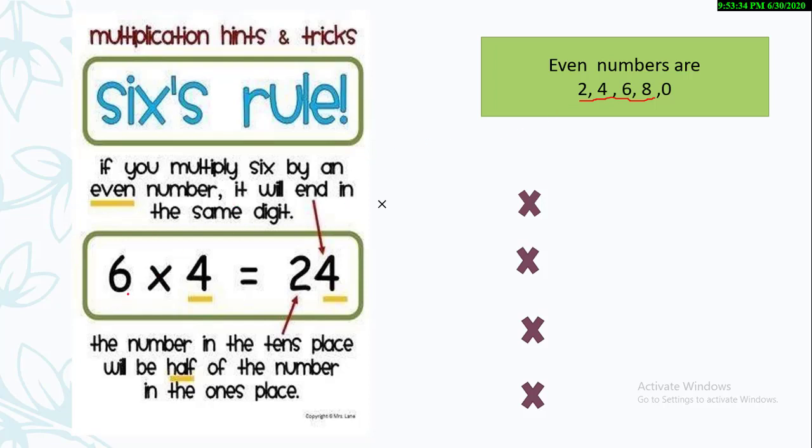Like for example, look at this example, 6 4s are. So you are not going to mention 4 at the first place. You will mention the 4 at the end place. And this is trick number 1. And what is the second one? Let's read it. The number in the 10s place, the number which is over here, will be half of the number in the 1s place. What is the half of 4? If you divide 4 into 2 pieces, what will be the half of 4? 2. Yes, because 2 and 2 makes 4. So that half will come over here.